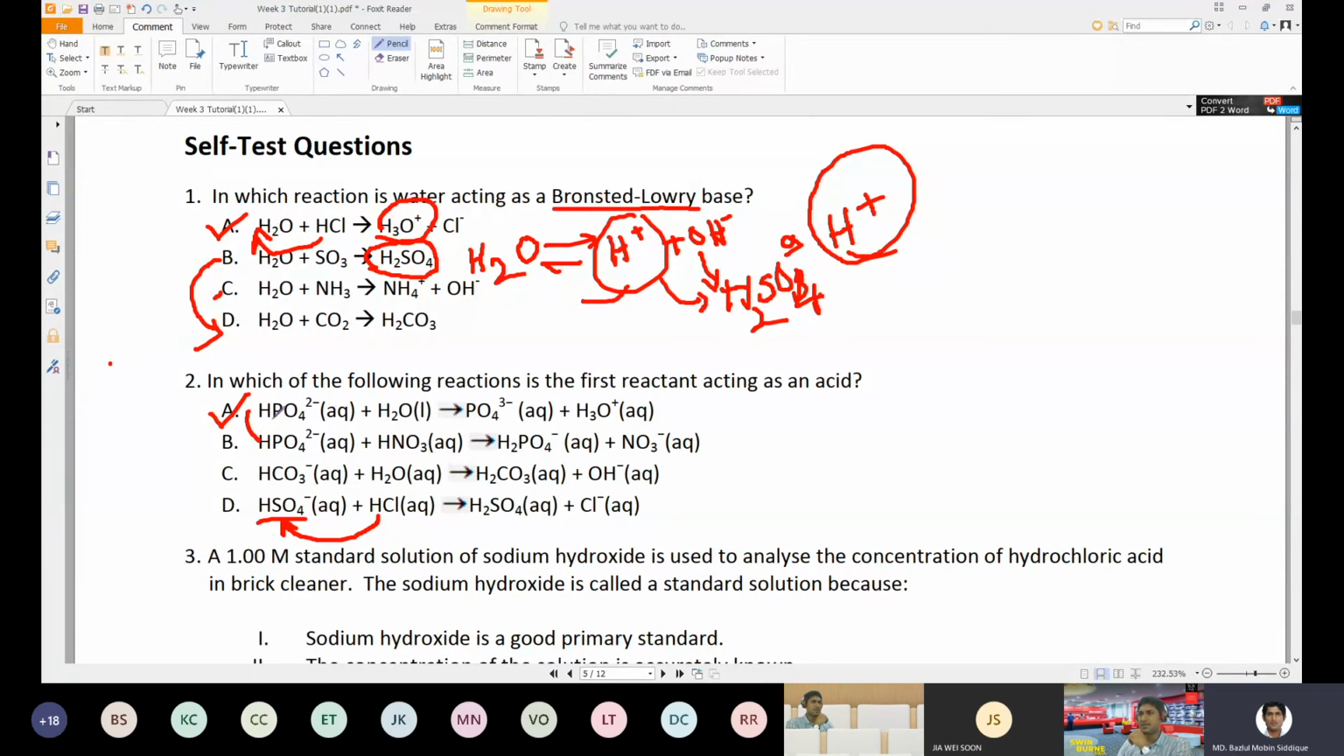But even though it is the same species, HPO4 2- for option B, it is not acting as an acid. It is acting as a base, rather.